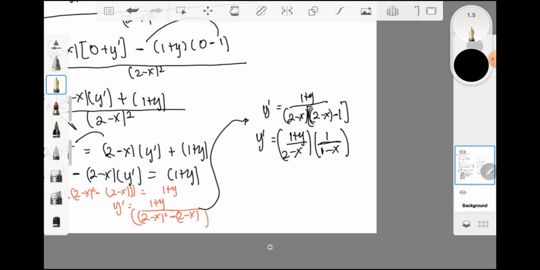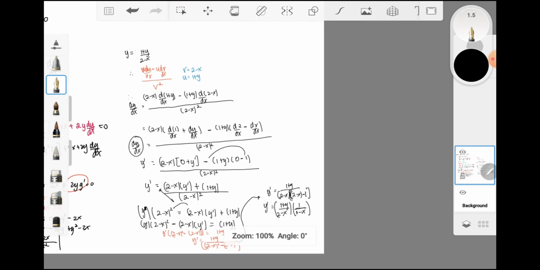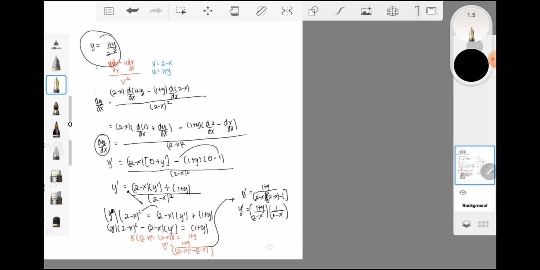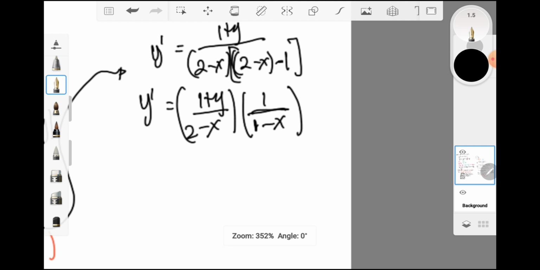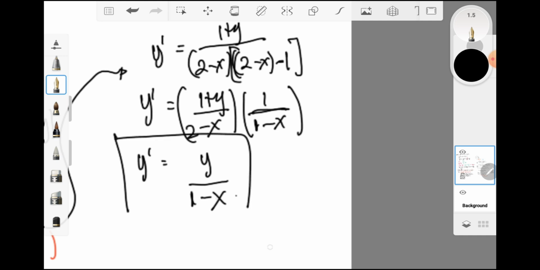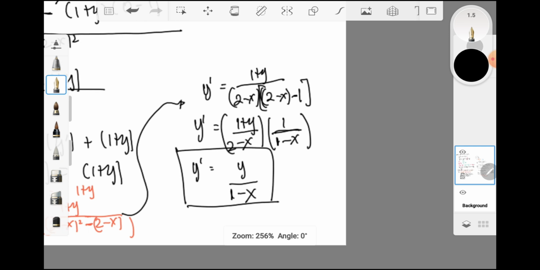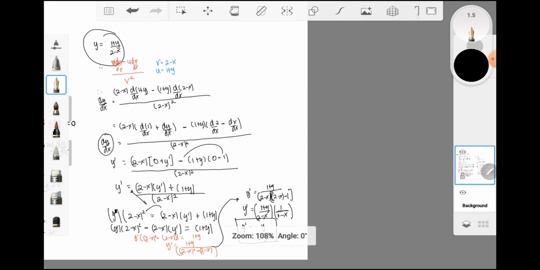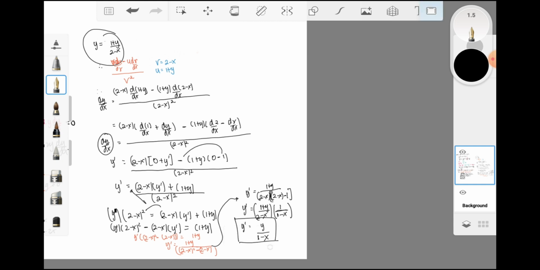Okay? But note that our 1 plus y divided by 2 minus x was initiated as our y. So therefore, I may write this as my y prime is equal to y divided by 1 minus x as the final answer. Okay? This is our dy over dx. Okay?